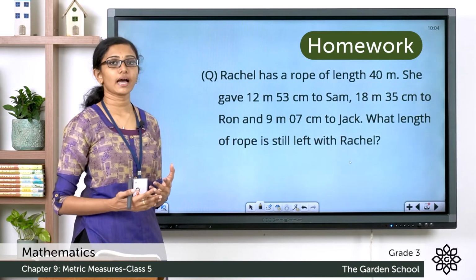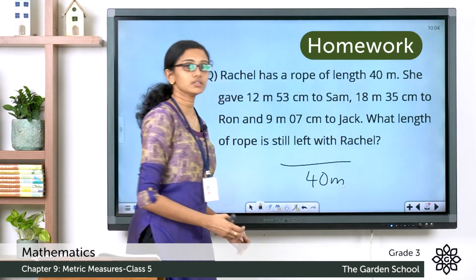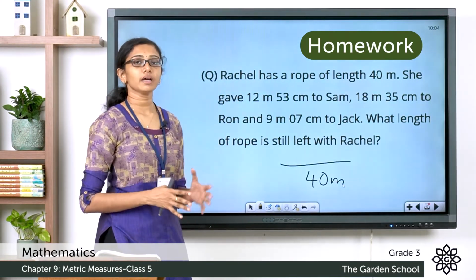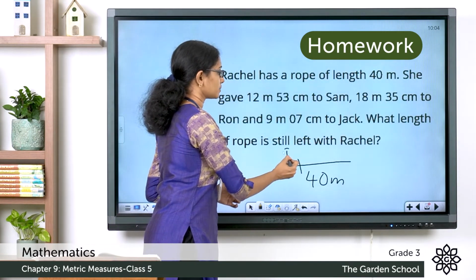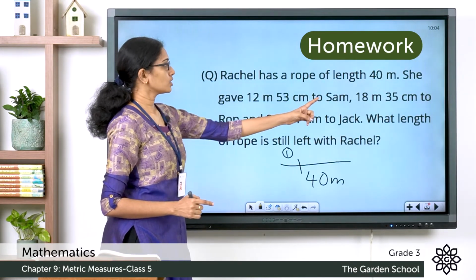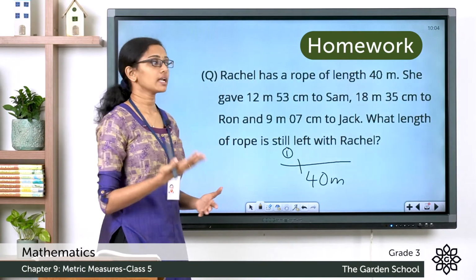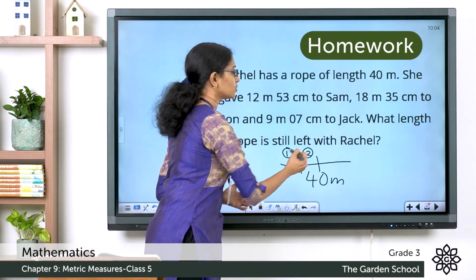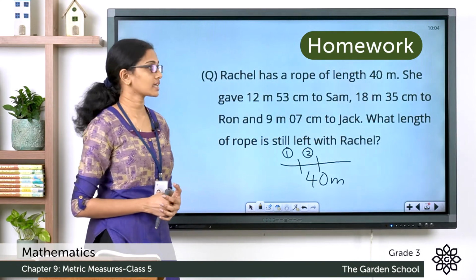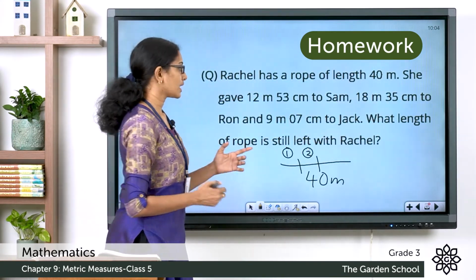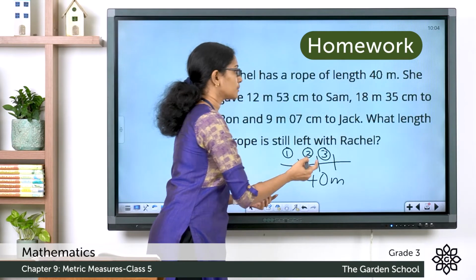In the beginning, she has a rope of length 40 meter. And she is cutting that into pieces and giving them among her friends. Out of this she gave one part, let this be the first part, to Sam and it was of length 12 meter 53 centimeter. Then she gave another part, let this be part 2, to Ron, and it was of length 18 meter 35 centimeter. Then she cut one more piece and it was of length 9 meter 7 centimeter, which is the third part. She gave the third part to Jack.